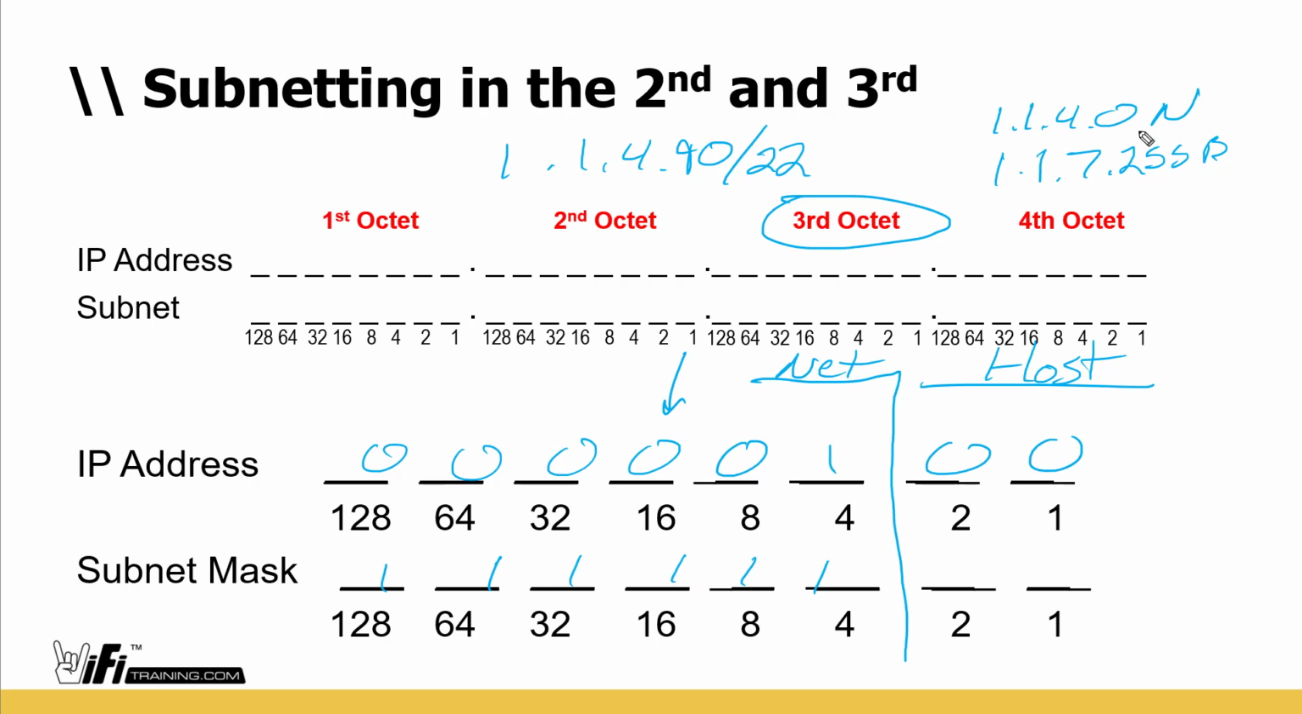Now, something that usually tricks people up is what about 1.1.5.0? Is that a usable address? Yes, it is. With a /22-bit mask, that is absolutely a usable address, as well as 5.255. That is absolutely a usable address if you have a /22 mask, okay?